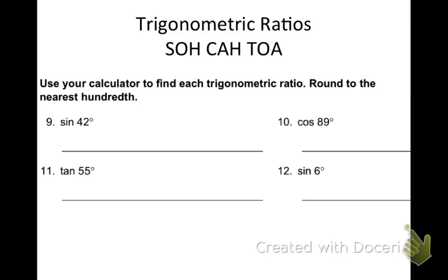Use your calculator to find each trigonometric ratio, round to the nearest hundredth. So take a couple seconds using your calculator, find the sine, cosine, and tangent buttons, and type those in. Round them to the nearest hundredth. All right, so let's look at these here. Number 9, the sine of 42. What, Dylan?